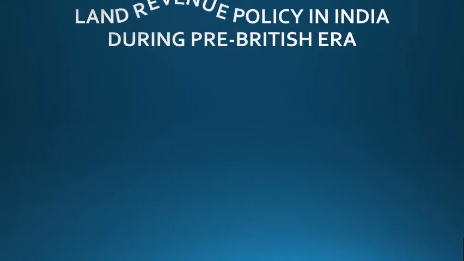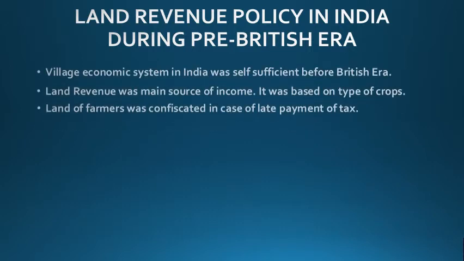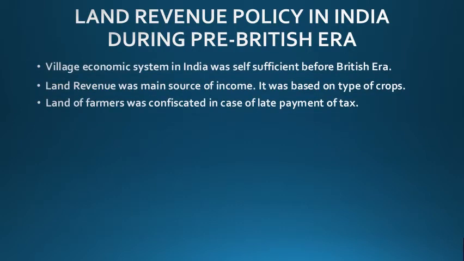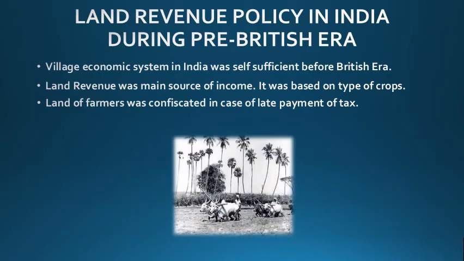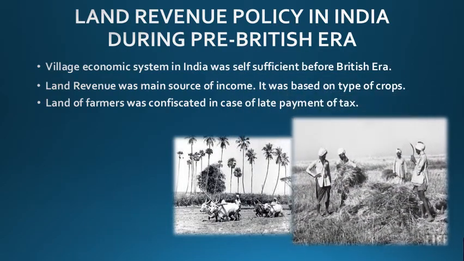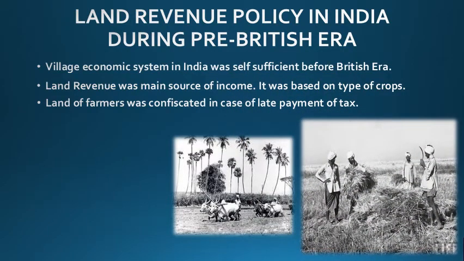Let us study about the land revenue policy in India during the pre-British era. Before the British rule, the village economic system was self-sufficient. Through agriculture and related services, the needs of the village were fulfilled in the village itself.